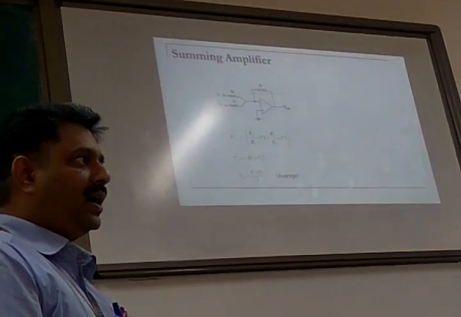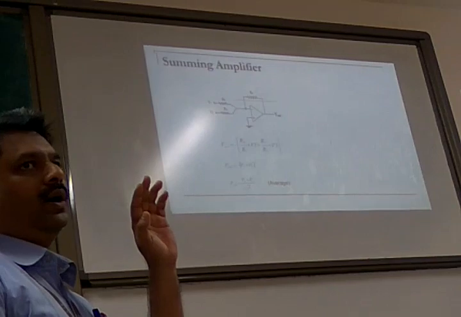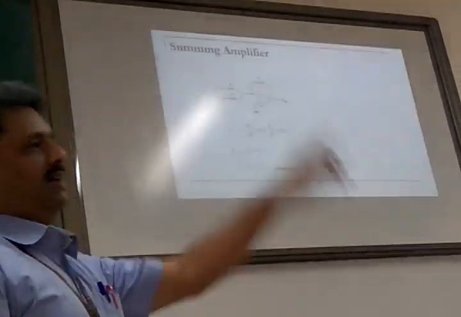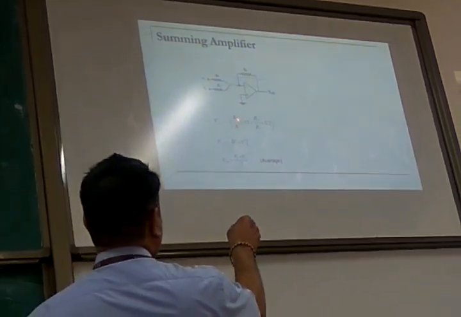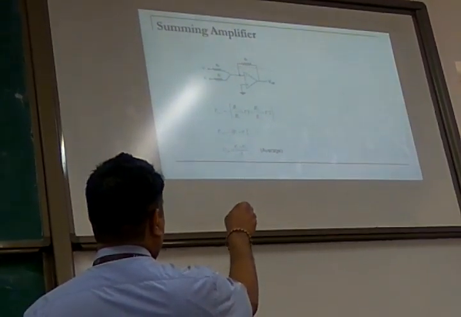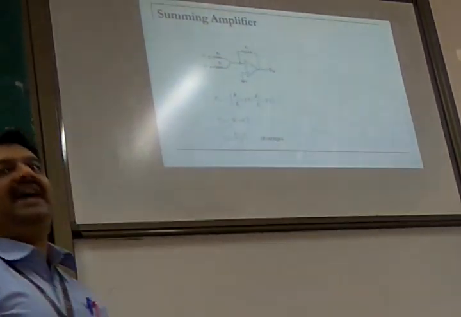R1, 2K. You put 2K to R1 and R2. RF will remain 1K. Beautiful. So this remains 1K. This I make 2K. This I make 2K. It is 1 by 2 V1, 1 by 2 V2. So V1 plus V2 divided by 2. So it becomes an averaging circuit.